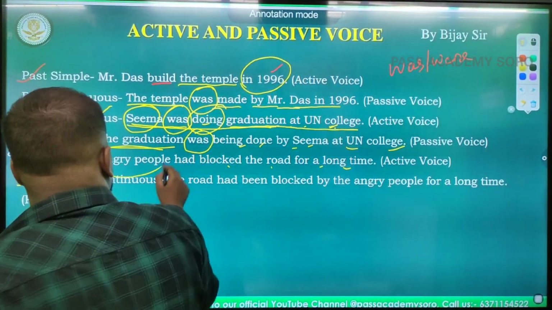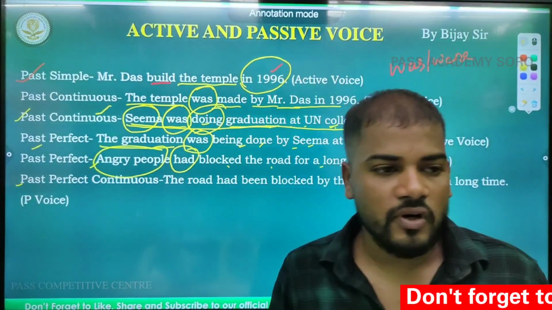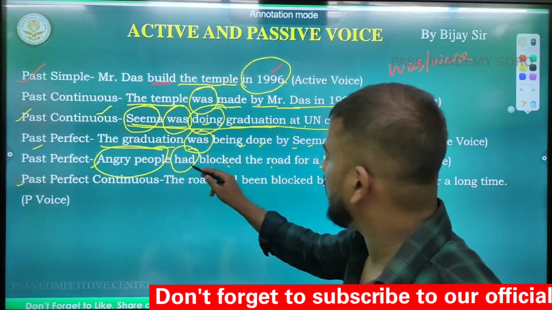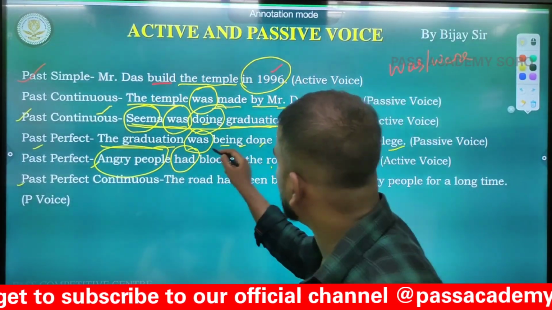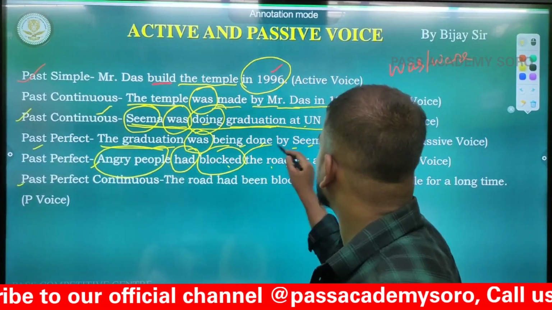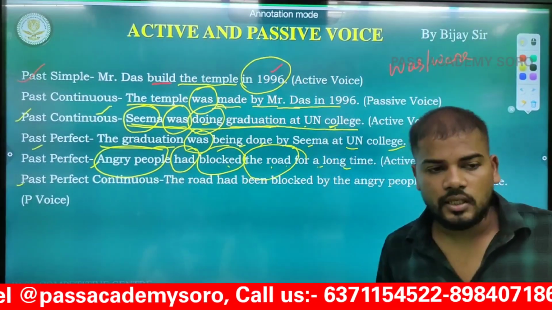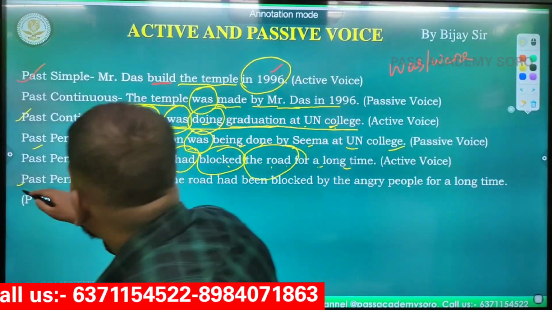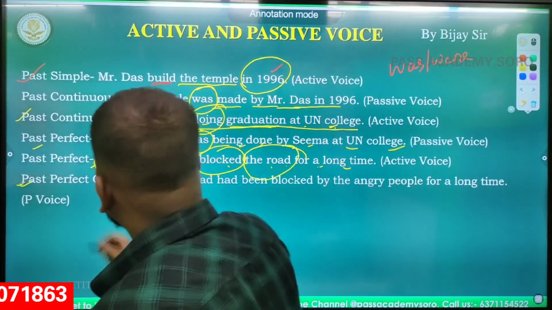Here angry people is the subject, and we have had, the helping verb, and had is used for past perfect tense. So angry people had blocked the road for a long time. Here blocked is the main verb and the object is the road, and for a long time is the remaining part of the sentence. So our passive voice will be past perfect continuous.